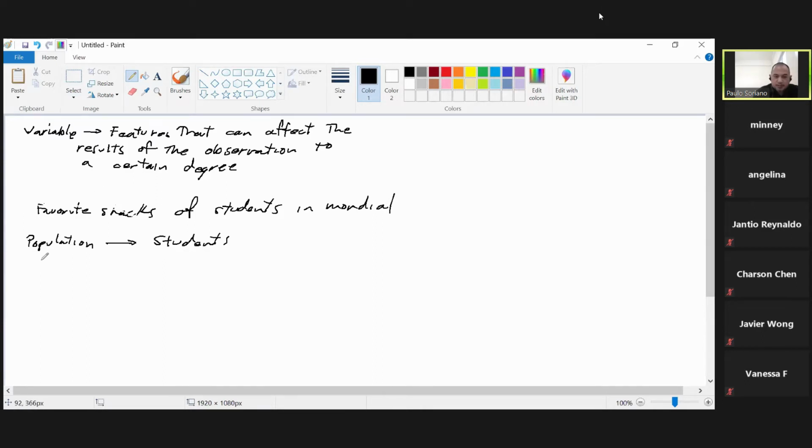Since our population is students, what we're trying to observe is now their favorite snacks. Okay, so the question now here is your variable. There are different characteristics or features of students that can affect our goal of determining their favorite snack. What do you think are these variables that can affect?